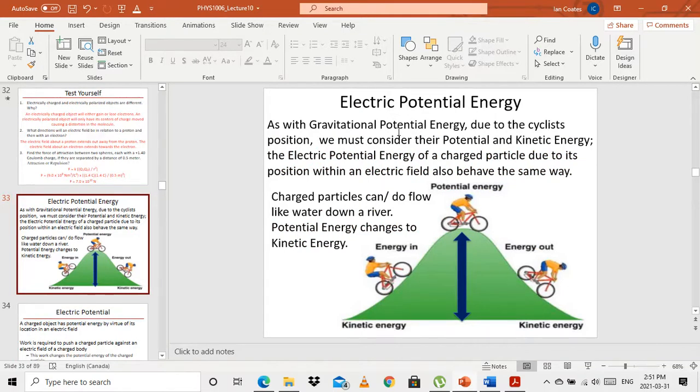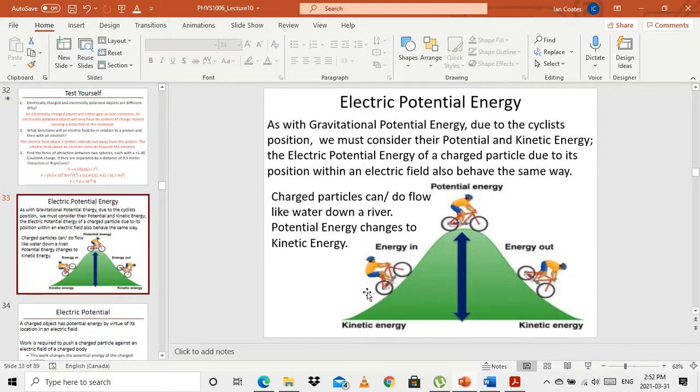Electric potential energy. There we go, potential energy, as I alluded to before. So as with gravitational potential energy, due to the cyclist's position, we must consider their potential and kinetic energy. Now, I don't know if you guys will remember, I think from week 1 or 2 there was the football, and how the football kind of moves in two different directions, up and down and left and right. And the whole idea of potential energy, which is stored energy, and kinetic energy, which is moving energy.